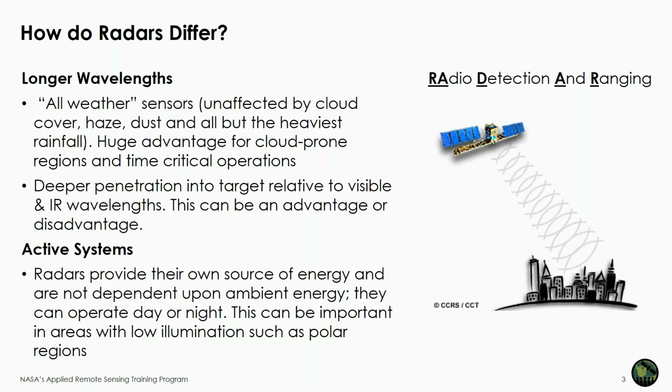So for those of us who maybe have come from the optical realm of remote sensing, we know that radar is quite different than optical sensors. So radar is actually an acronym. It stands for radio detection and ranging. And radars operate at much longer wavelengths than optical sensors do. And because of that, they have some special characteristics.